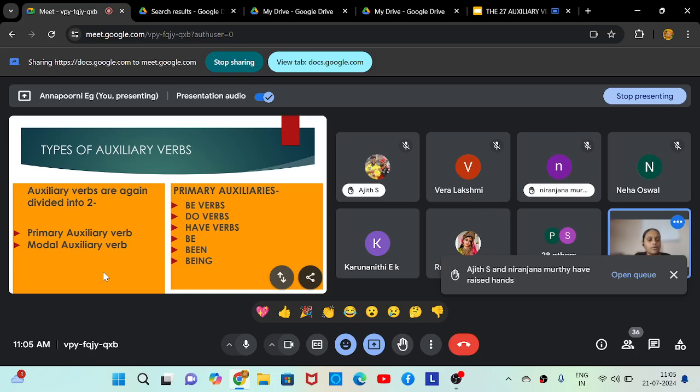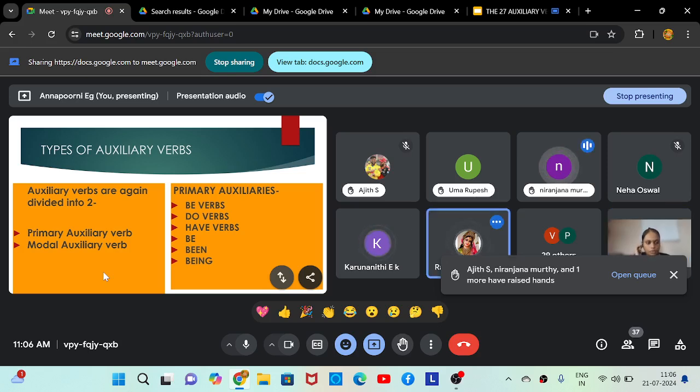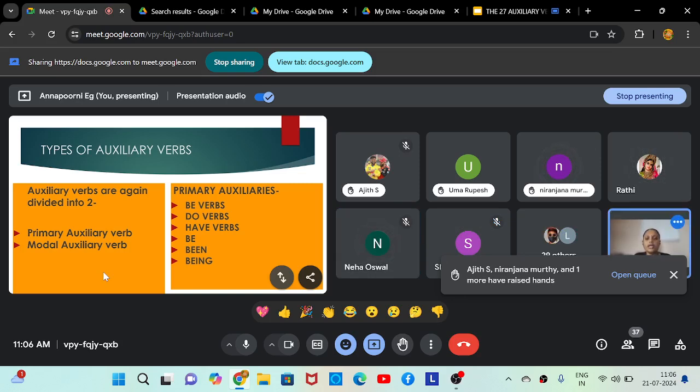Okay. So, what is the past tense of can? Niranjana madam, can you answer? Could, ma'am. Very good. And what is the past tense of will? Would, ma'am. Okay. And what is the past tense of shall? Should. Past tense of shall is should. Okay. And there is one more. And what is another word that is very similar to must?